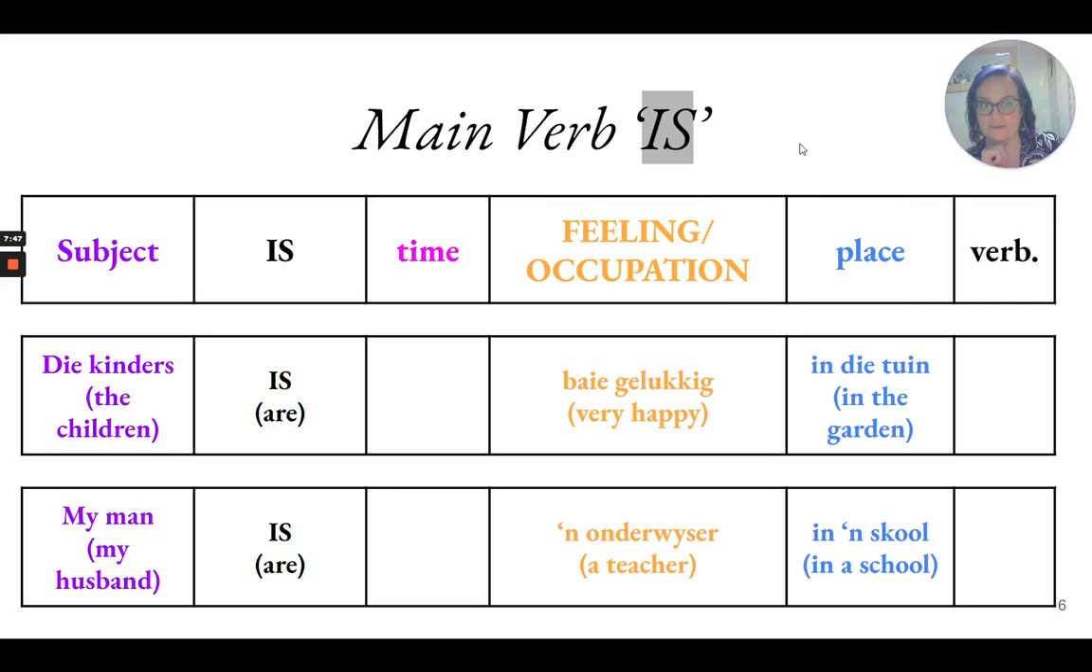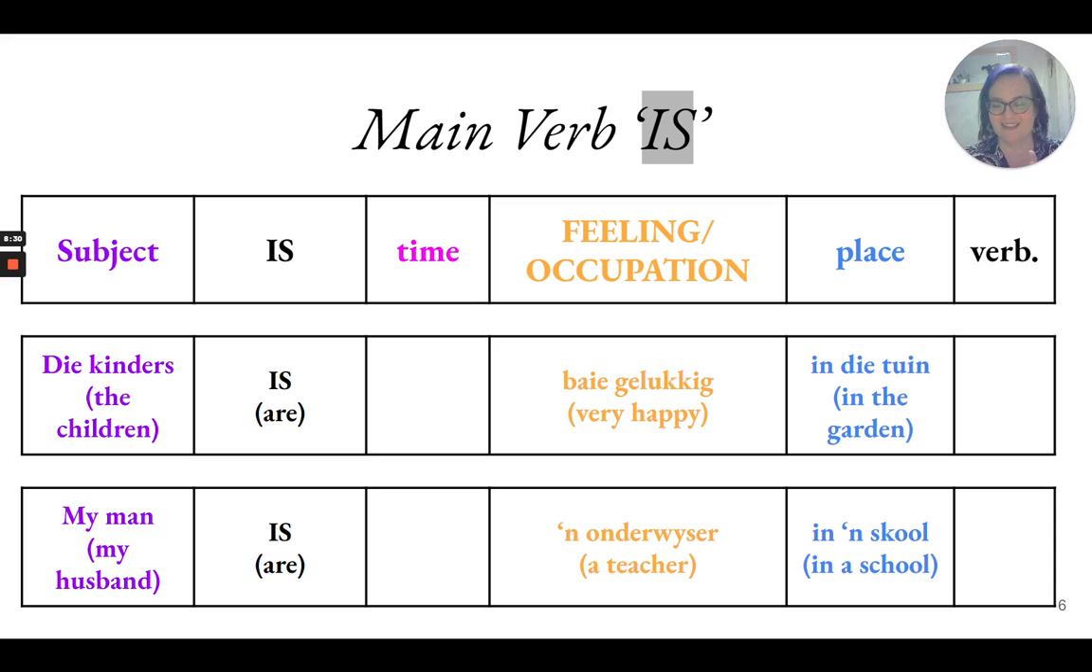Now let's look at "is". "Is" is just connected to two things: either a feeling or an occupation. This is what the person is feeling or what this person is or does for a living. Don't confuse it with the English "is", where you also add another verb. "She is singing." We don't do that in Afrikaans. We just go "sy sing". We don't have that continuous part with the "is". So "he is running", we don't have "hy is hardloop". "Hy hardloop", main verb. "Is" is linked to a feeling and an occupation.